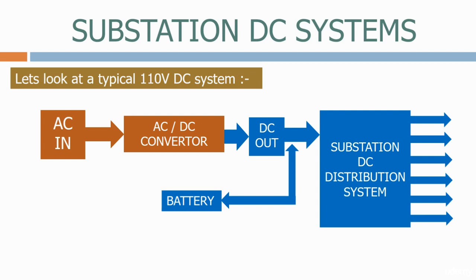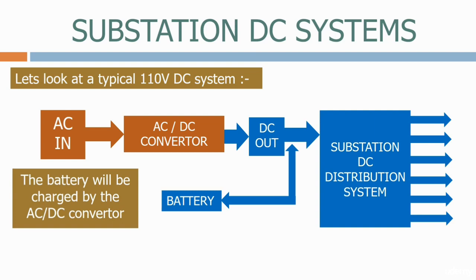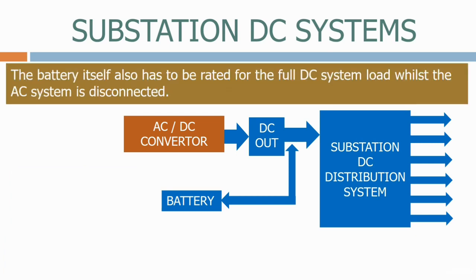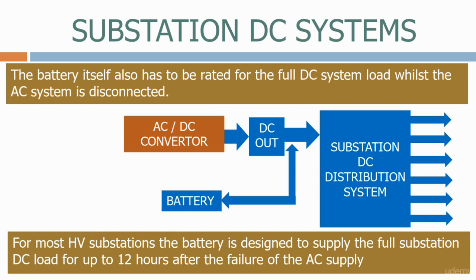In case the AC system fails, we have a backup substation battery. Under normal conditions, the battery will be charged by the AC to DC converter. The AC to DC converter therefore needs to be rated for the full DC system load and the charging current necessary for the battery. The battery itself also has to be rated for the full DC system load whilst the AC system is disconnected. For most HV substations, the battery is designed to supply the full substation DC load for up to 12 hours after the failure of the AC supply.